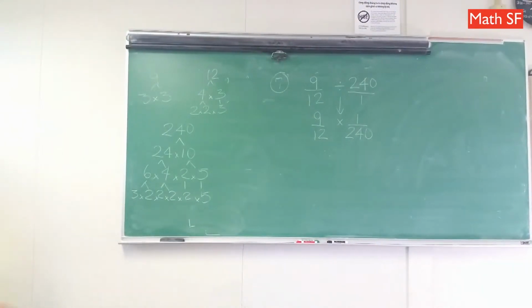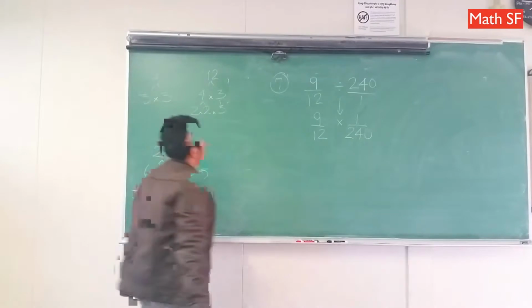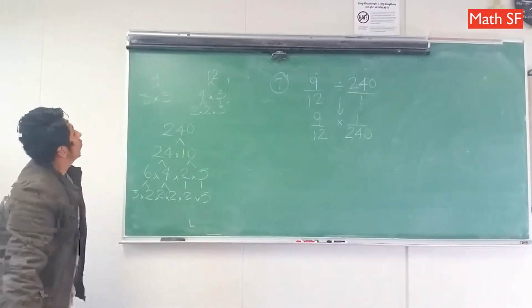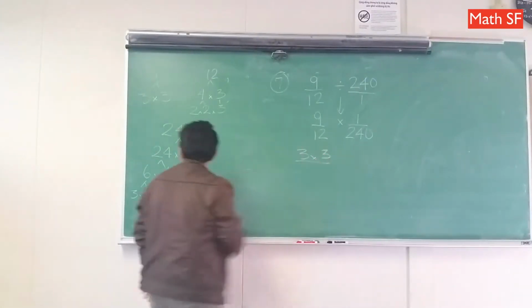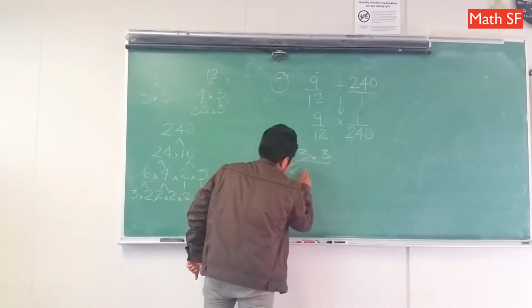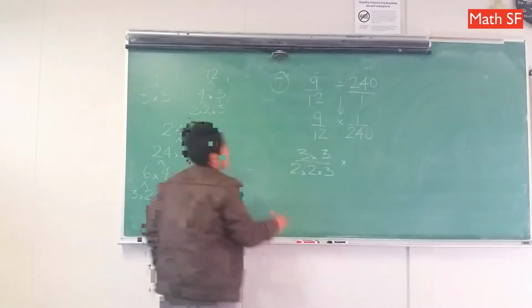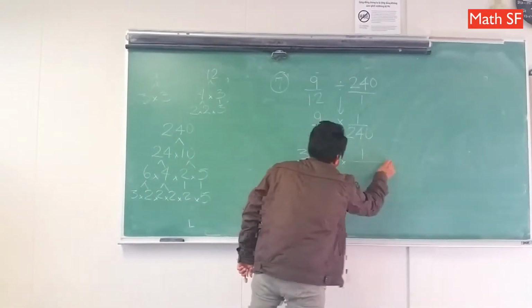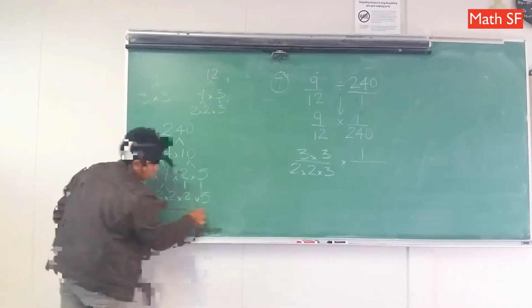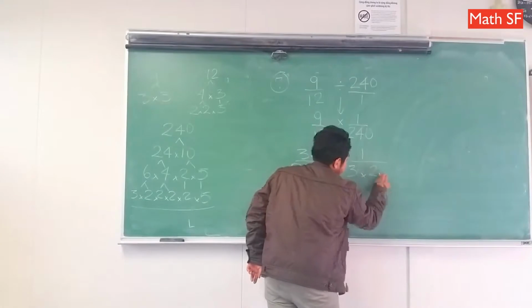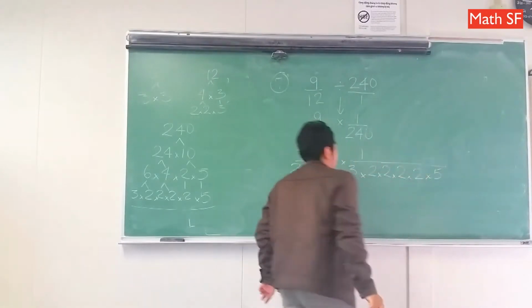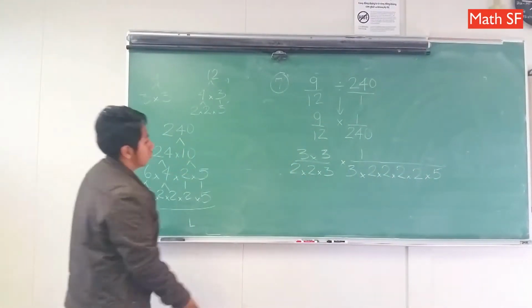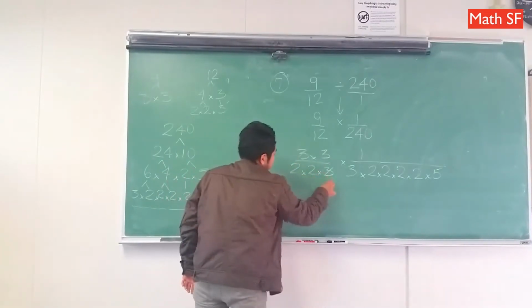Therefore, instead of writing those numbers here, I'm going to have to write the factors. So 3 times 3 here. 12 is a 2 times 2 times 3. 1 over 240, all of this, which is 3 times 2 times 2 times 2 times 2 times 5. Now, this is the fun part where we have to match. So, there's one pair of 3 here, cancel.